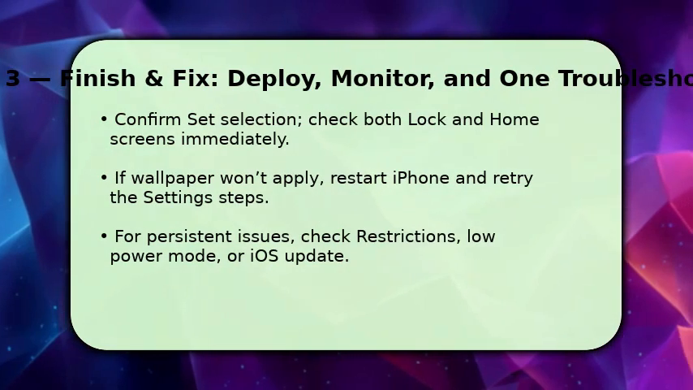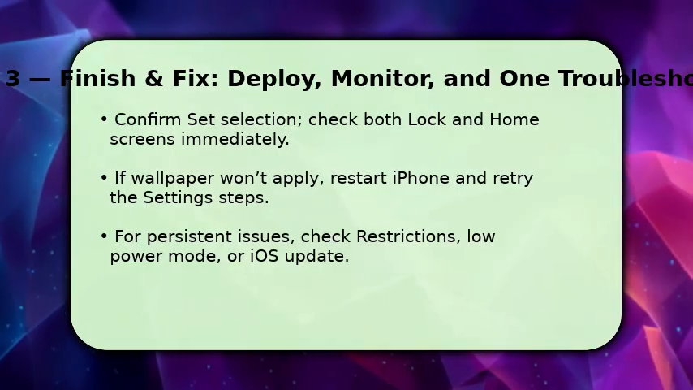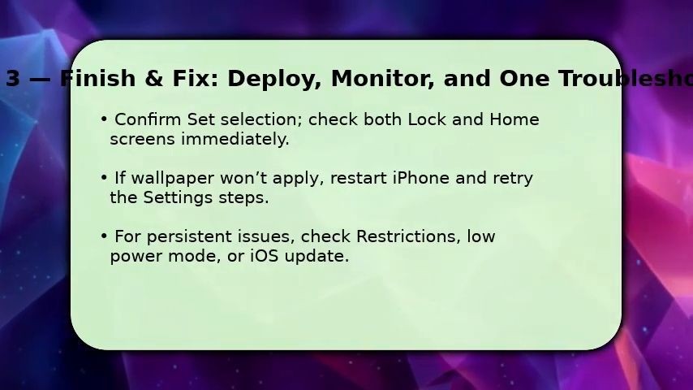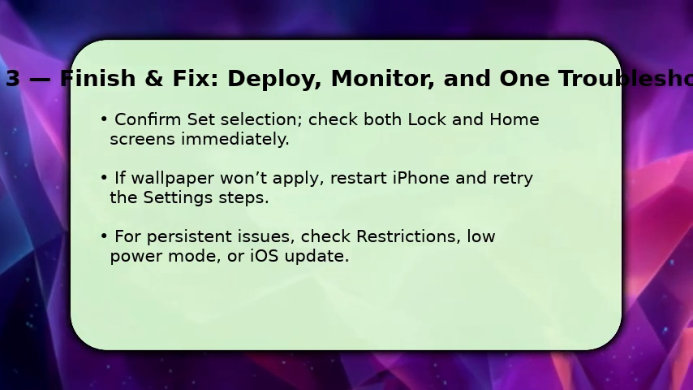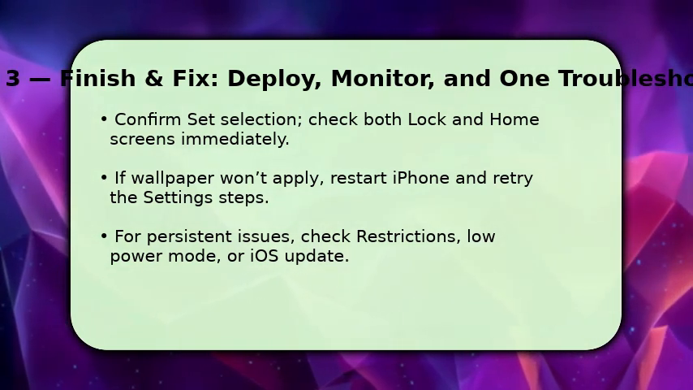Finish by tapping Set, and then choose lock screen, home screen, or both to apply the change. You should see an immediate preview. If it doesn't apply, restart your iPhone and repeat the process. Often that clears temporary glitches.